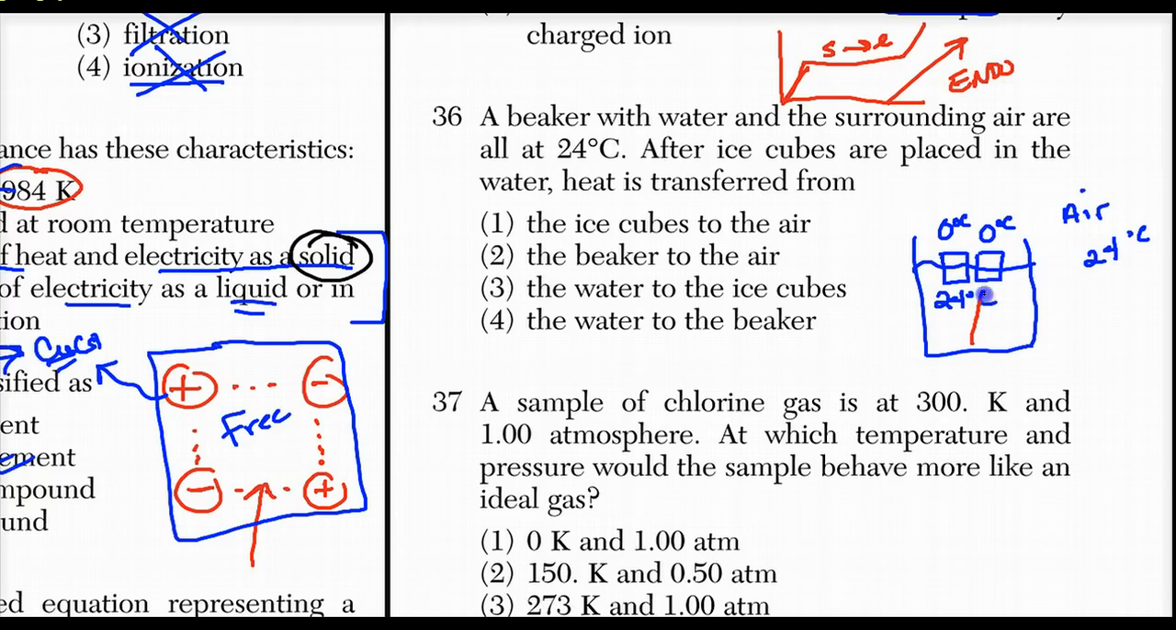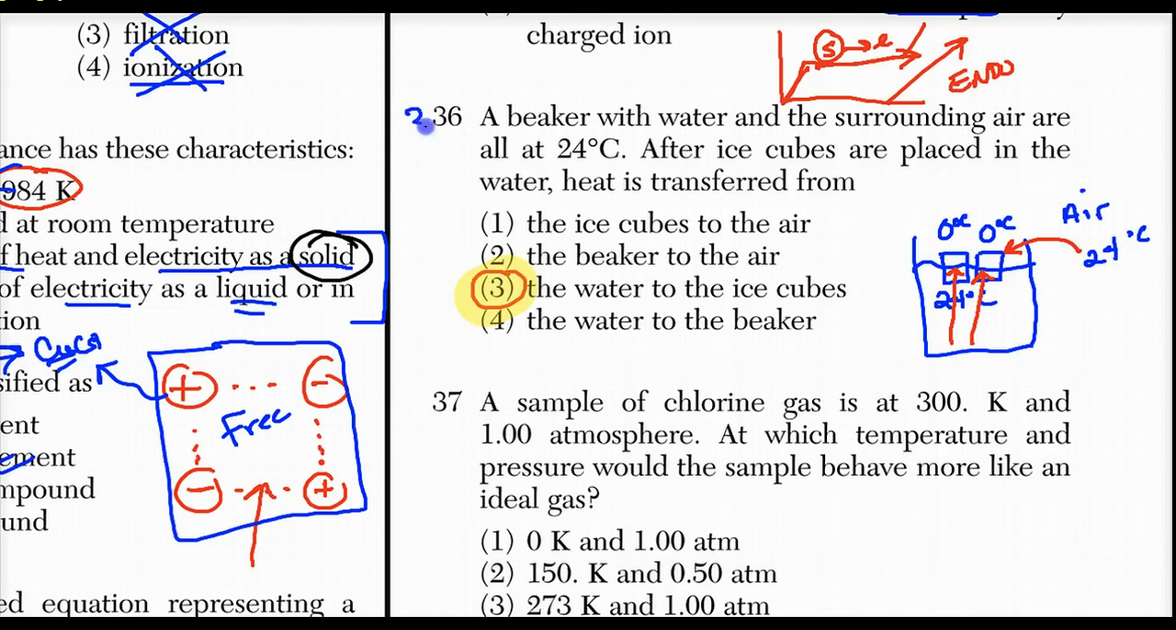So heat flows from hot to cold. So is heat transferred from the ice cubes to the air? No, air is warmer. The beaker to the air? Beaker and air have the same temperature. Water to the ice cubes, or the water to the beaker? I would say the best choice is the water to the ice cubes. The warmer water travels to the colder, and basically the ice takes the energy from the water and makes the phase change occur, which makes the water go down in temperature. 36 is 3.